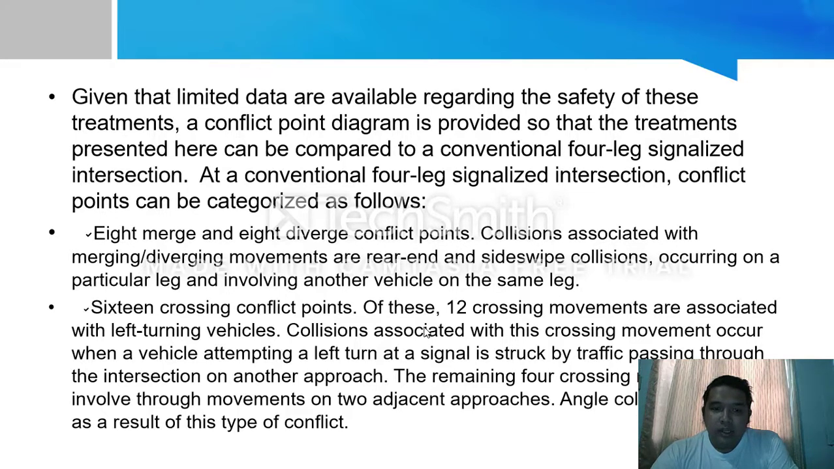Second are the 16 crossing conflict points. Of these, 12 crossing movements are associated with left-turning vehicles. Collisions associated with these crossing movements occur when a vehicle attempting a left turn at a signal is struck by traffic passing through the intersection on another approach. The remaining 4 crossing movements involve through movements on 2 adjacent approaches. Angled collisions may occur as a result of this type of conflict.